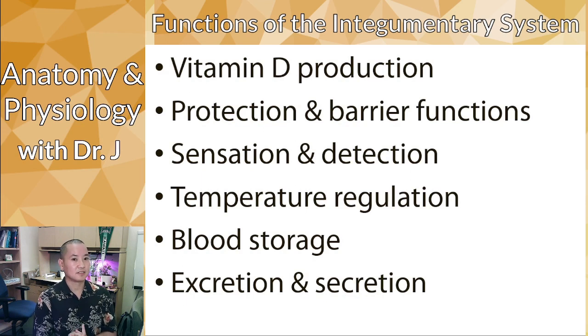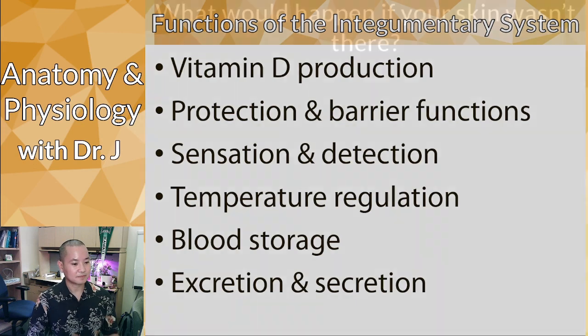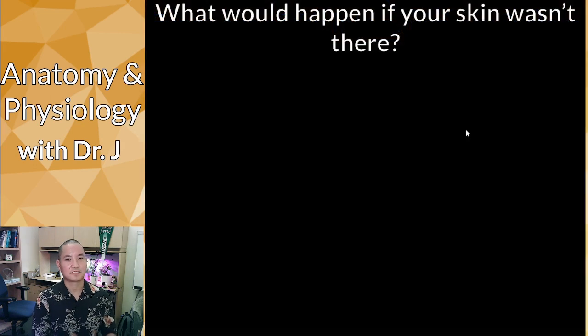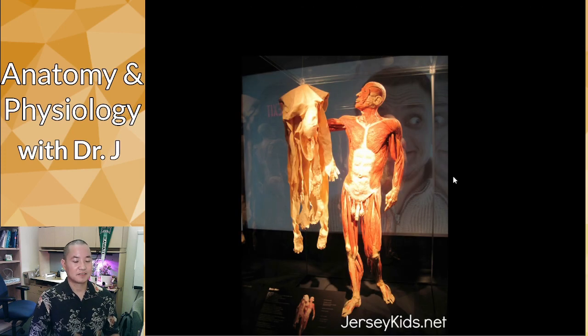There's also a lot of glands in your skin. So what would happen if your skin wasn't there? The technical term for this is degloving. So this is what it would look like if your skin wasn't there.